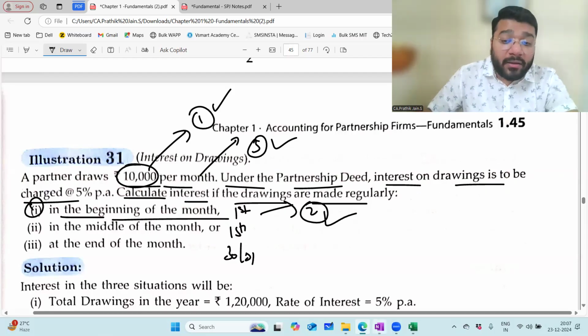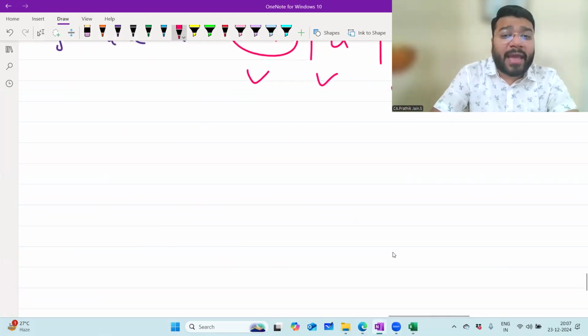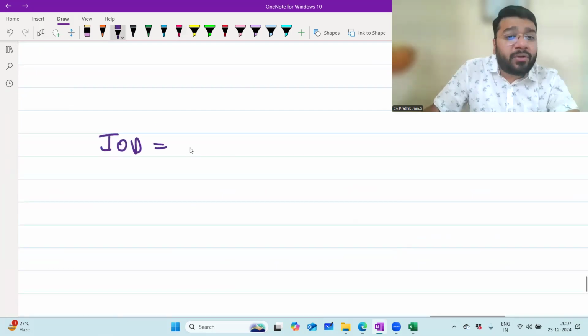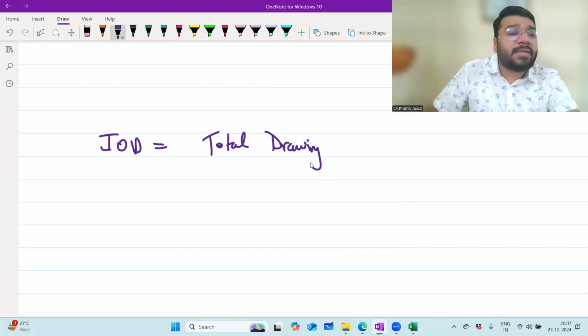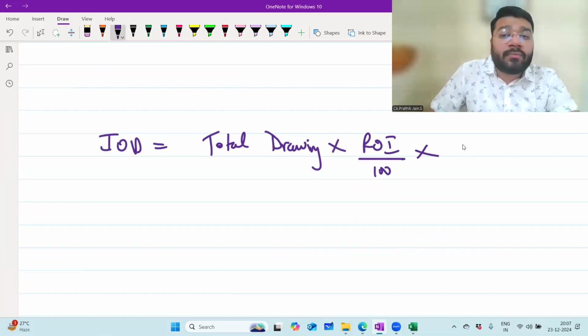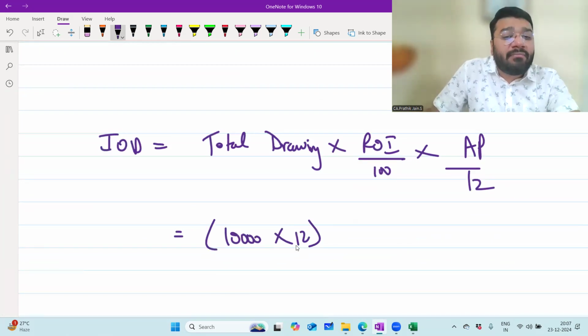So what is the formula for calculating interest on drawing under the average period method? IOD is equal to total drawings, that is drawings of the entire year, multiplied by rate of interest on drawing by 100 into average period by 12. So what is the total drawing here? 10,000 is withdrawn every month.